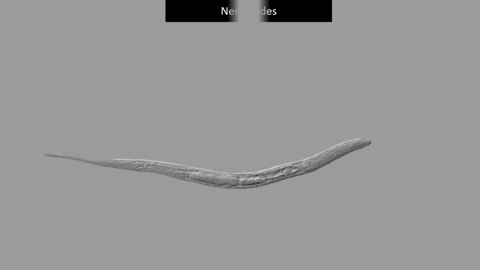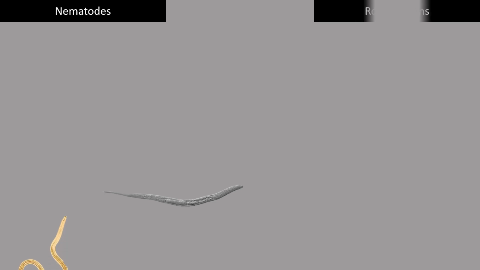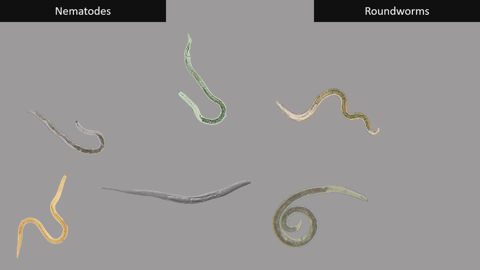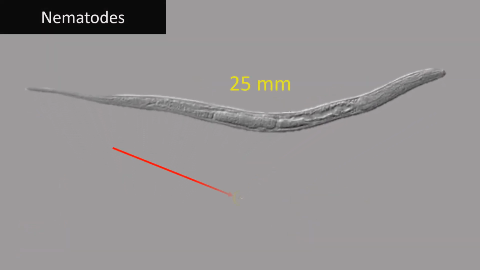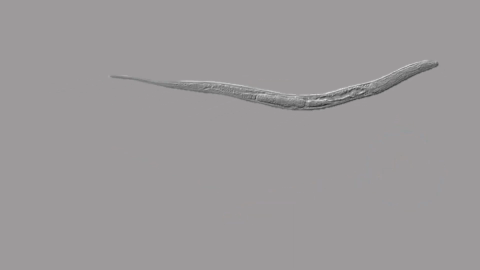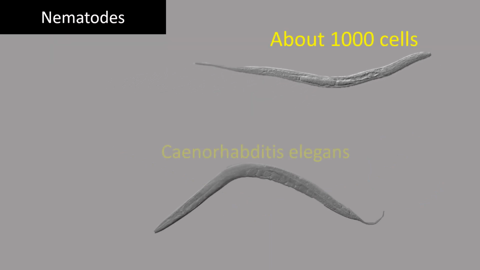Today, our topic will be nematodes. Nematodes are also known as roundworms. Nematodes range in size from 25 mm to 0.1 mm, making most of them microscopic. Nematodes have about 1,000 cells.